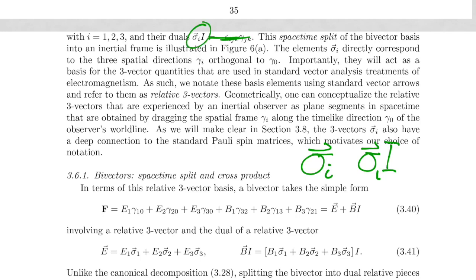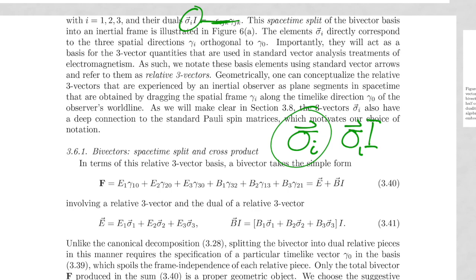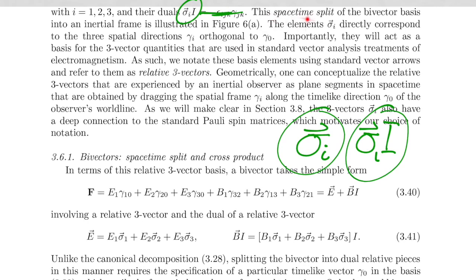But the point is that we've broken the space-time algebra into these two pieces, right? These here and those there. And then the paper says we're going to give that a name. We're going to call this division into two parts of the bivector basis, and remember, this is just the bivector basis, this guy here is a bivector, right, the space-time split of the bivector basis into an inertial frame, and it's illustrated in figure 6a. We'll get to figure 6a in a moment. It's a good figure. All the figures on this chart are really good.